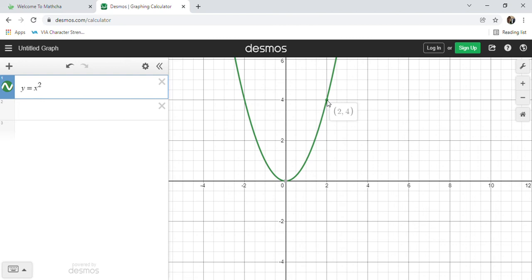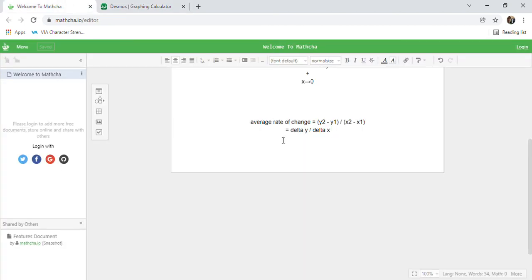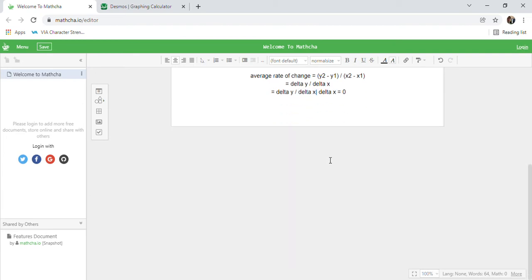How would I go about calculating the slope at one point? Now you see right here that if I use this equation, it doesn't really make sense because I end up with delta y divided by delta x when delta x equals 0. And I can't divide by 0, right? That's illegal. So here's what's kind of magical about calculus.